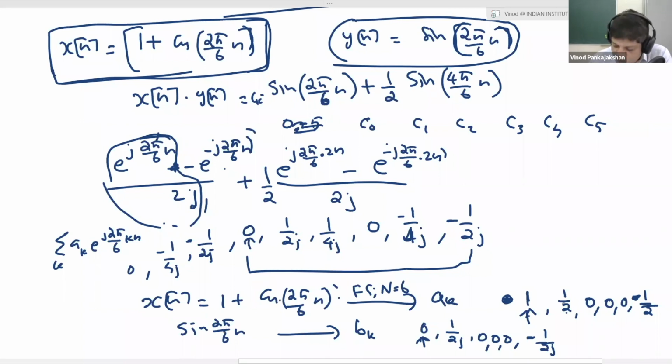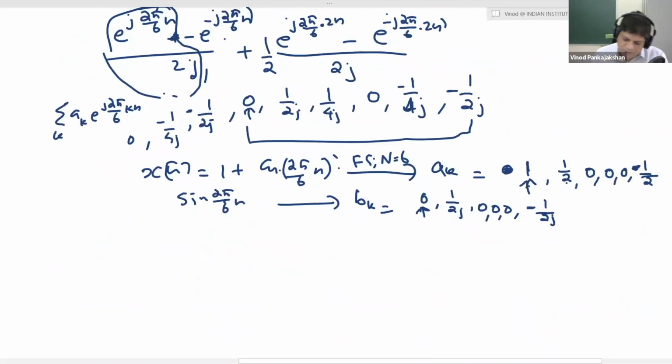Now, this multiplication property states that the Fourier series coefficients of the product of these two signals is the periodic convolution of these two. Can you find the periodic convolution of these two Fourier series coefficients, this bk and ak? Periodic convolution means you have to keep the first sequence same, flip the second sequence, slide it, multiply those two sequences and add it. But the addition is only over one period.